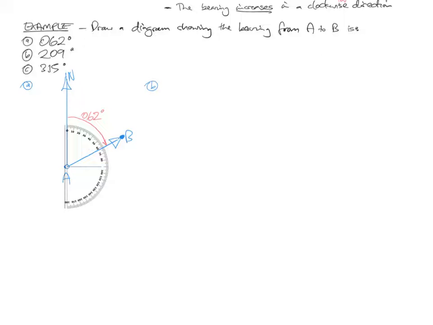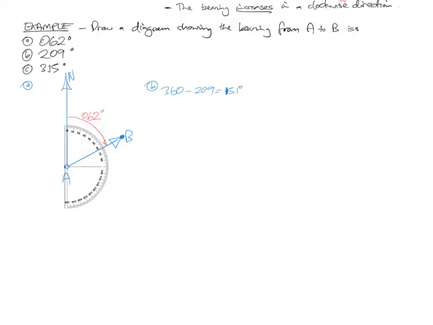So you can actually work out how much or what direction you'll need to go anti-clockwise by going 360 minus 209 degrees, which is going to be 151 degrees. But that's 151 degrees anti-clockwise.